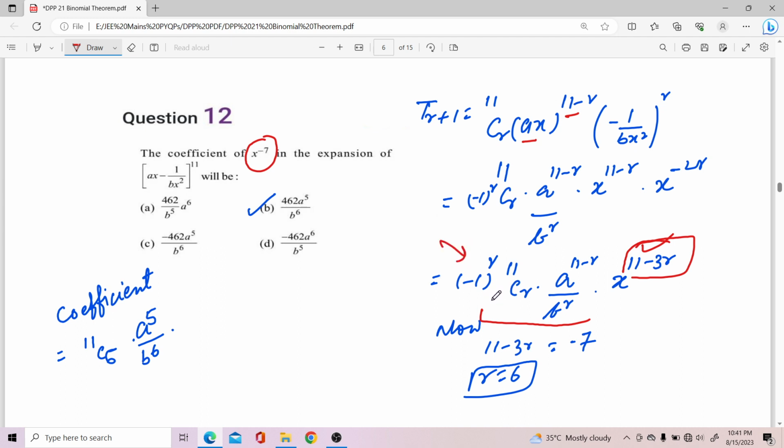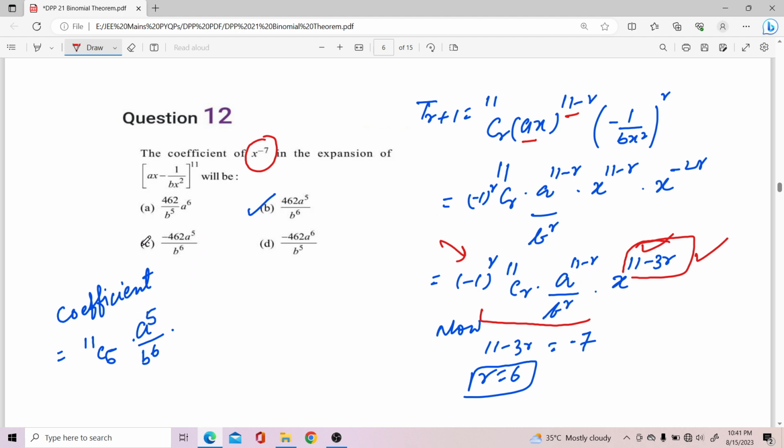Now you will place r equal to 6 in this expression, and we are supposed to take care of the coefficient only. We are not supposed to take care of the power of x. We have to take care of only the coefficient. So what will we get? If we place r equal to 6, it will be minus 1 raised to 6, which will be ultimately plus, and it is 11C6, and here it will be a raised to 5 upon b raised to 6.